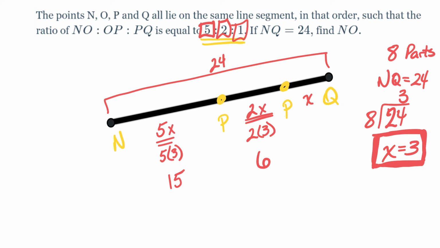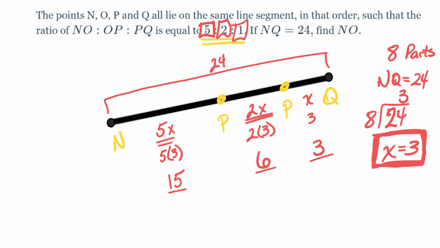And then this one right here only owns 1 share. So this would be 3 units. So once we've divided these up, these should add up back to our 24, which 15 plus 6 is 21, plus our 3 does add back to 24. So this accounts for our 24 units.